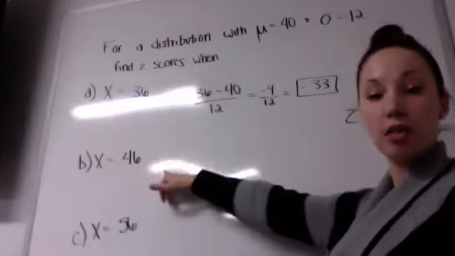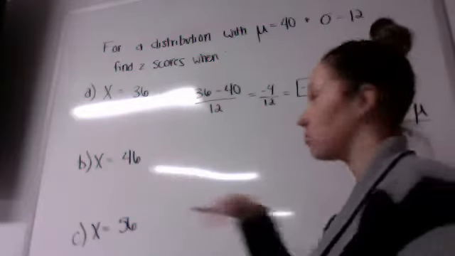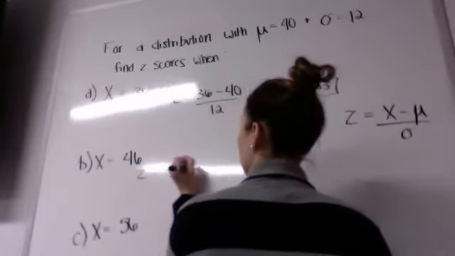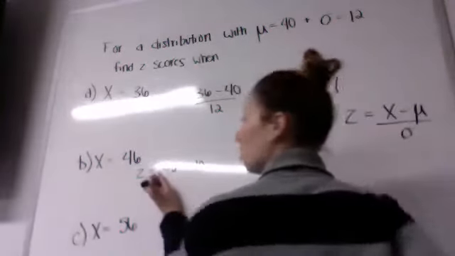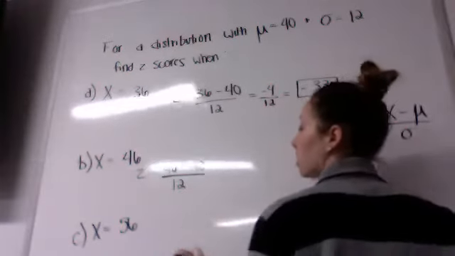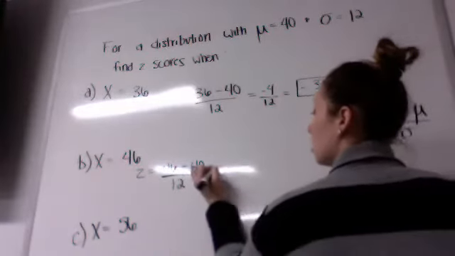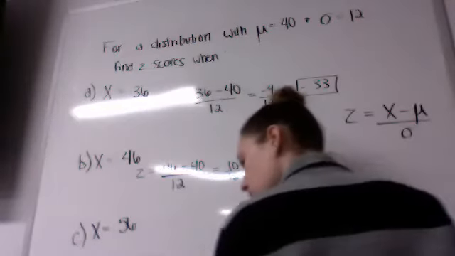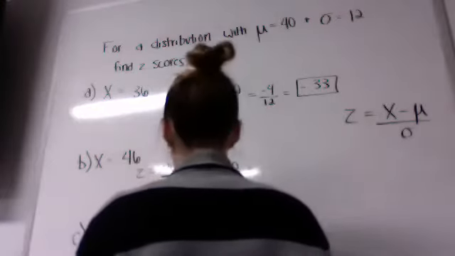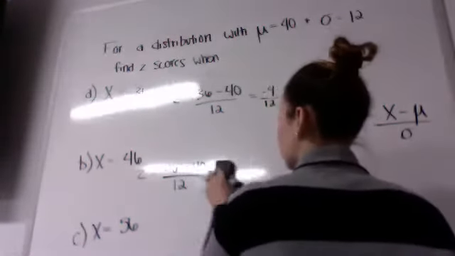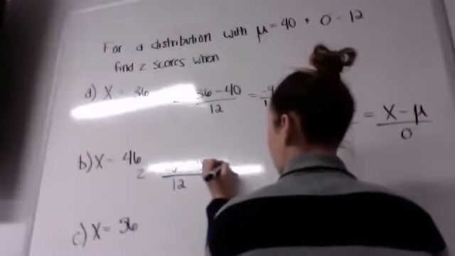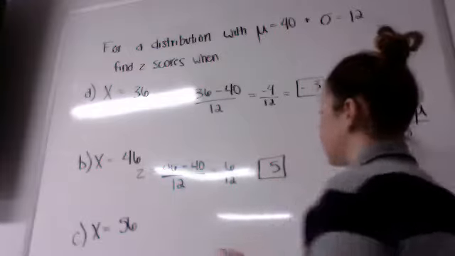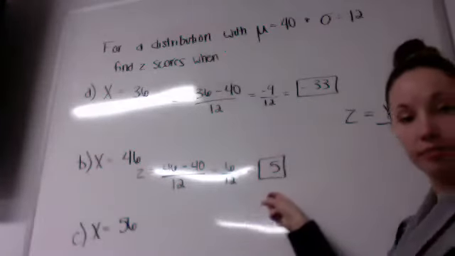The next one asks us to find a z-score when we have an x or a raw score of 46. So we set it up the exact same way. Z equals 46 minus 40 because that's my population mean, over 12 because that is my population standard deviation. So here we get 10 over 12. When we do that division, we get, I'm sorry, not 10, we get 6. We get 6 over 12, and when you do that division, you get 0.5. So that's our z-score for that one.